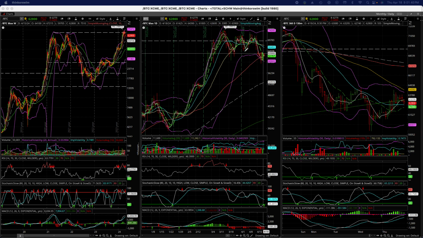But basically, sitting right here on top of this 50-day moving average, which is what we're seeing with a lot of the indexes and a lot of the leading stocks right now.